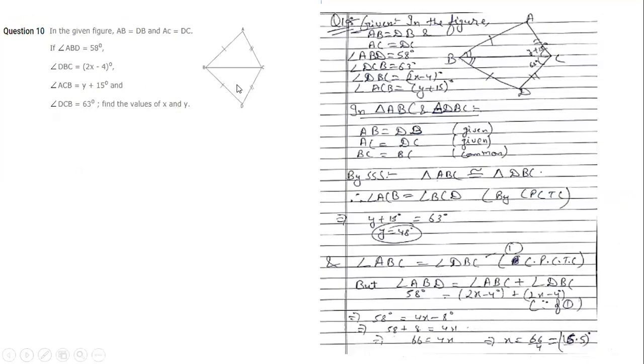In this given figure, it is given to us that AB is equal to DB.